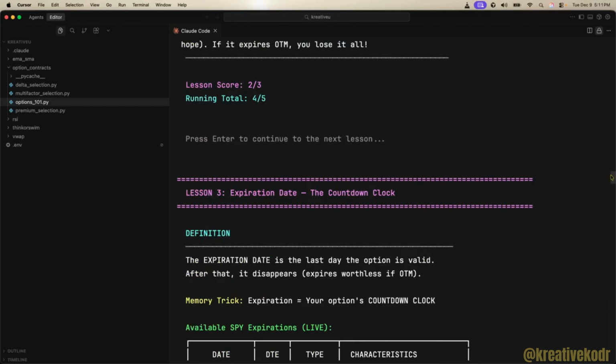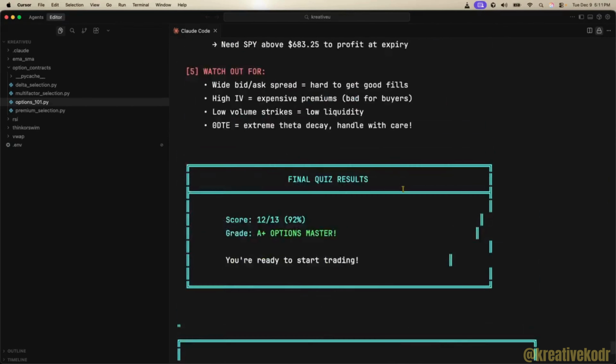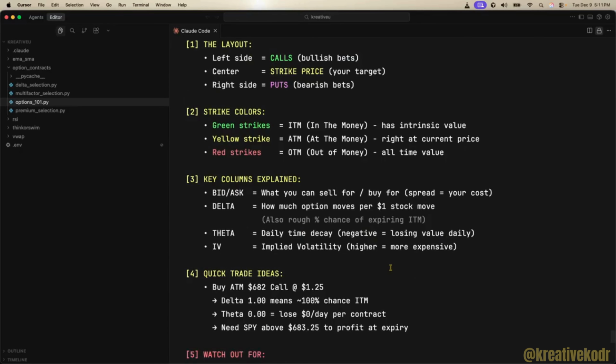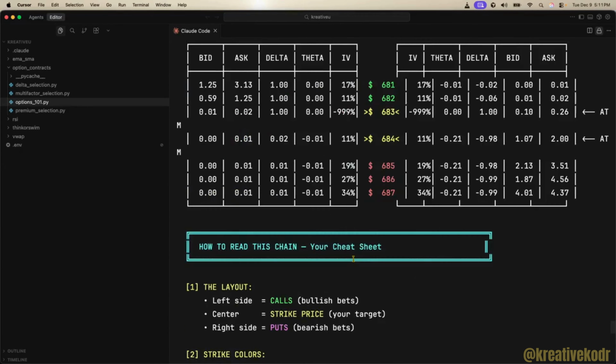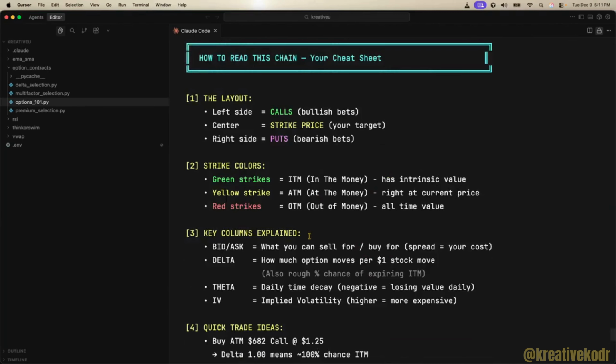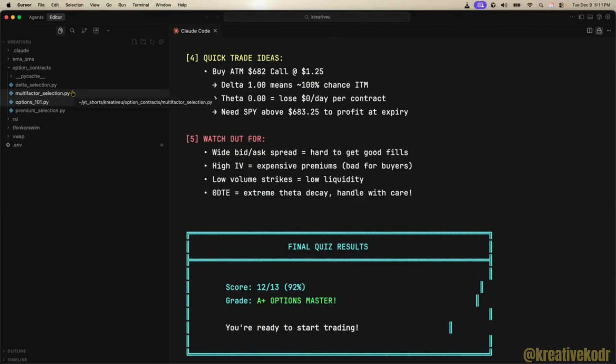So let's go down to where we are right now. Bid and ask, this is what you can sell it for and buy it for. The spread is the cost. The delta is how much it moves for every $1 move. The theta is the time decay, and IV is the implied volatility, right? So this is what a real strike price is going to look like. Now let's go ahead and go to the first method.